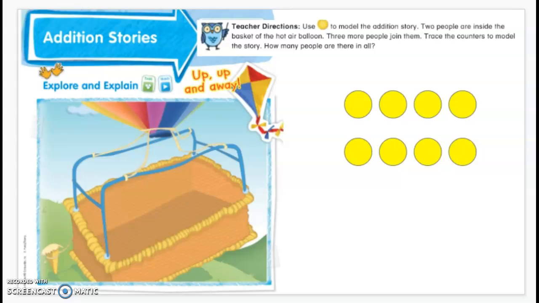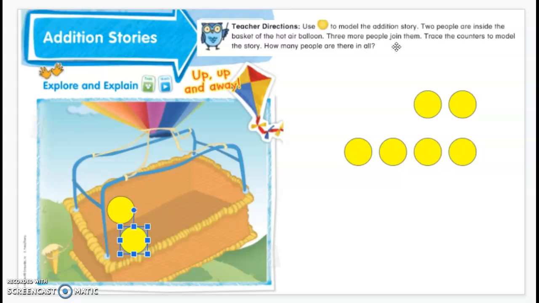So we're going to listen to some addition stories, and then we're going to use counters to show what the addition story is. 2 people are inside the basket of the hot air balloon. So let's use our yellow circles to put 2 inside the basket because the story says 2 people are inside the basket. So 1, 2. Let's keep reading the story.